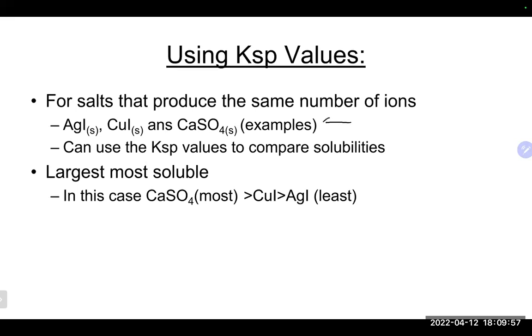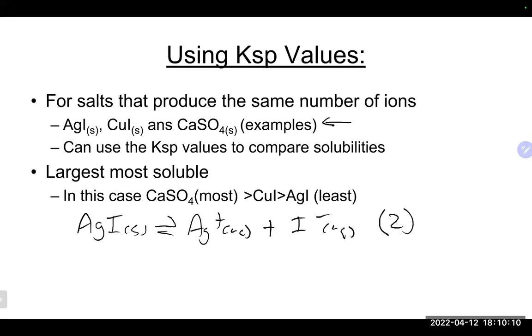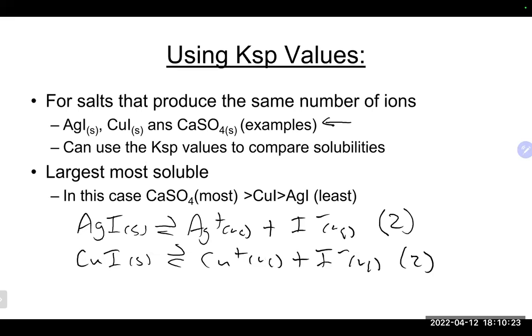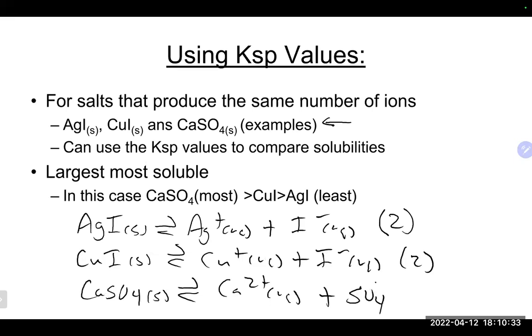So in these 3 examples, this would be silver iodide, which would break apart into silver and iodide. That is a grand total of 2 ions present on the right-hand side. Copper 1 iodide would break apart into a copper 1 ion plus an iodide ion. That also would be 2 ions. And our calcium sulfate, when it breaks apart, will give you a calcium ion and a sulfate ion.